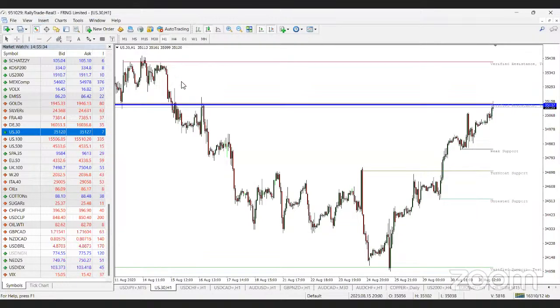The last time price was at this resistance, price was able to fall all the way to this zone here, to this verified support. Okay, and somehow it has made its way back. But right now we have it at a resistance.